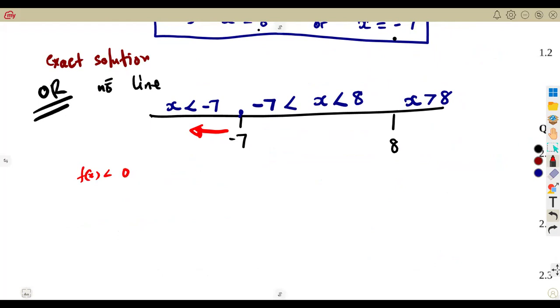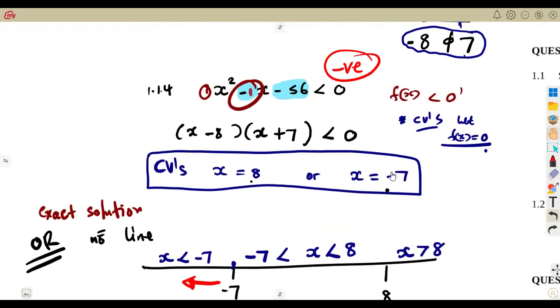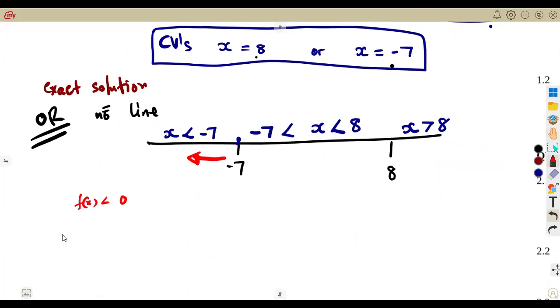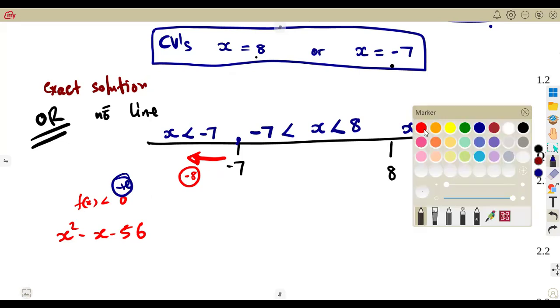Let's just take our f of x. Remember, our f of x was x squared minus x minus 56. I'm going to use this one, guys. You use anything that you want. So for values that are less than -7, I'm just going to take -8. You can take any one, -9, whatever you want. But when you substitute here, you must get a negative. Less than 0 means our answer is supposed to be negative. All right, so let's substitute -8, guys, and see.